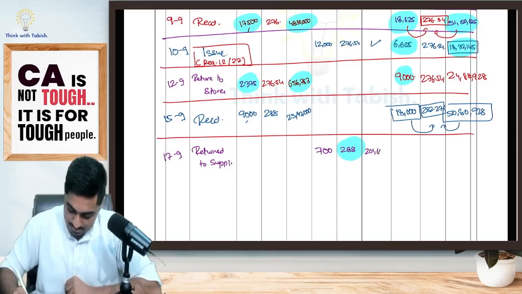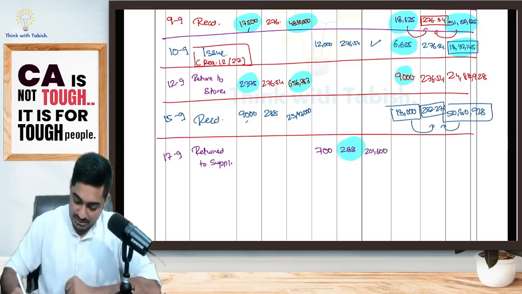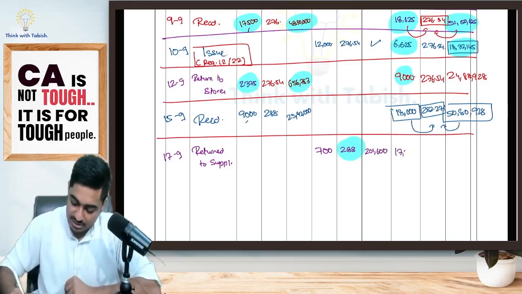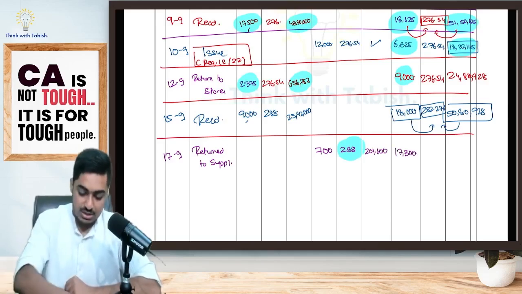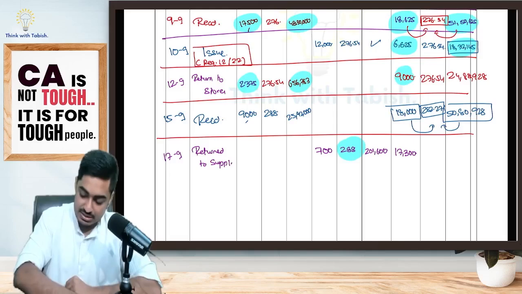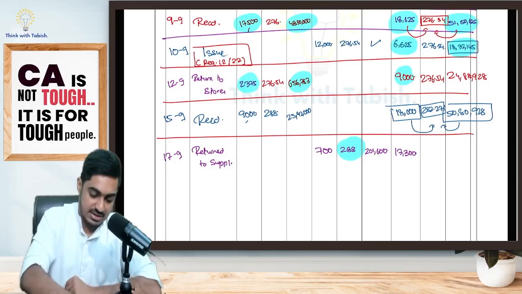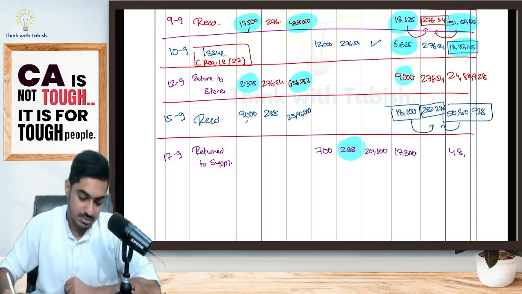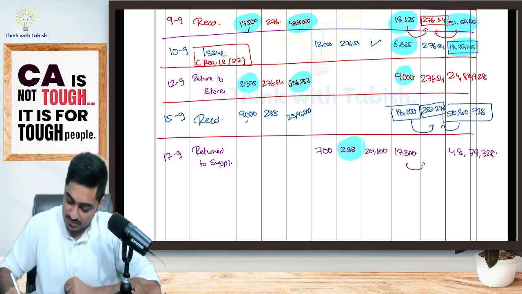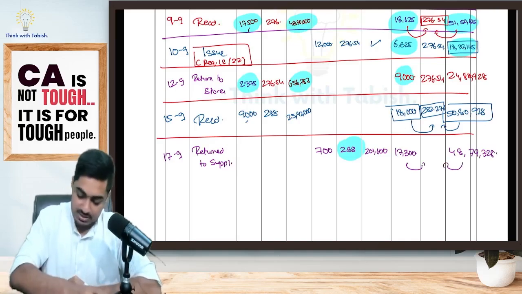2,01,600. Yes, so out of 18,000, 700 is gone. That means 17,300 is still there. Okay, so total 50,80,928 was there. In that 2,01,600 is gone. That means 48,79,328 is there. Yes, that means what is my weighted average cost per unit? Divided by 17,300.